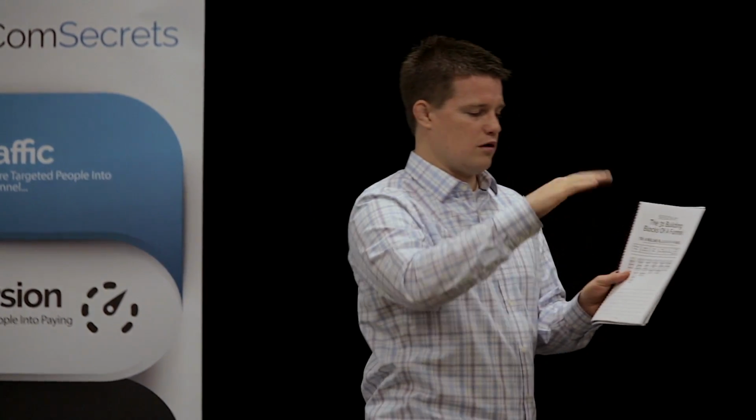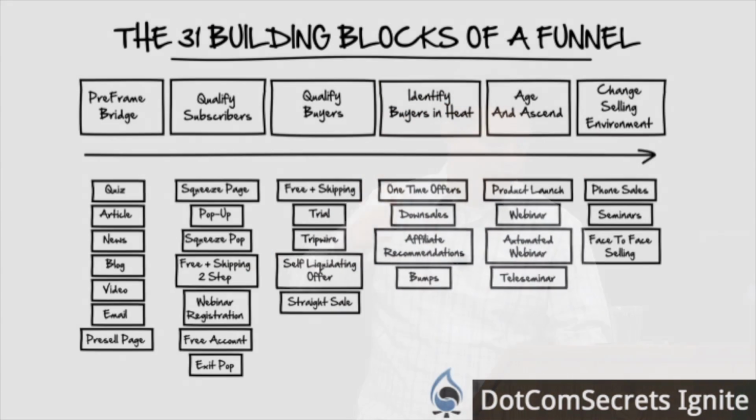Typically, and I'll show you guys this in the next session, you can do multiple upsells and downsells. It doesn't have to be just one, but it's always one of those four things. Now, after we've got them in the process and identified the buyers in heat, we finished our first date, we both went home. Now it's time for the courting relationship. I'm going to age and ascend the relationship through a bunch of different things: product launches, webinars, automated webinars, teleseminars, a whole bunch of different ways.